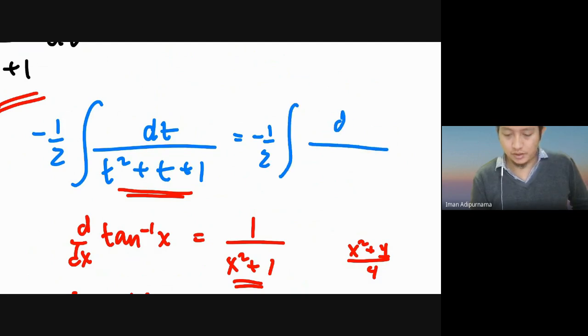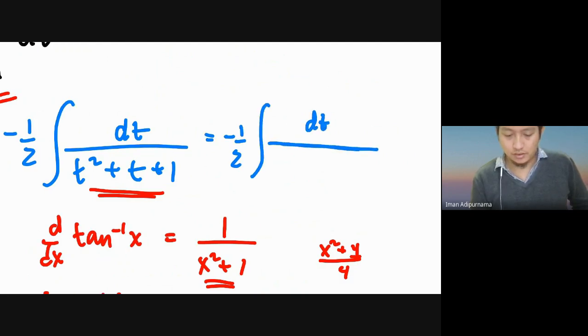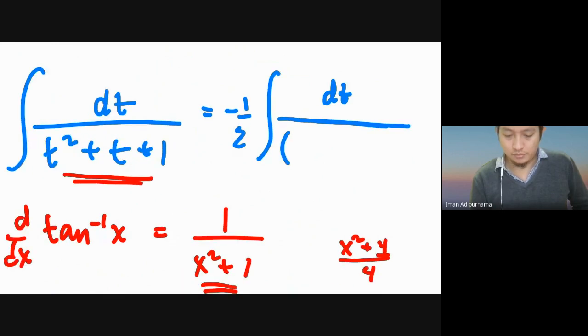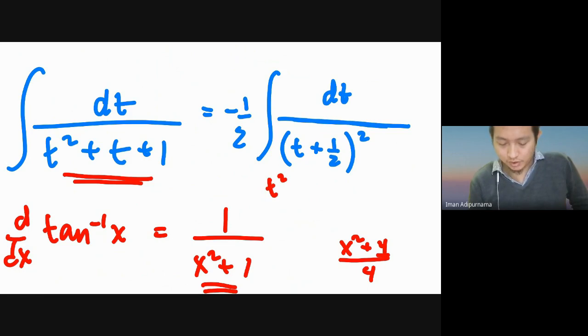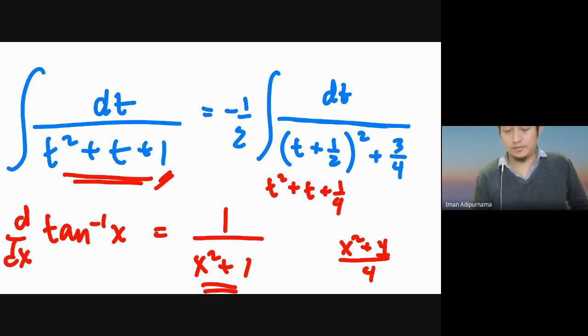If we take this into this form, let's say we have t plus half, in the square. This turns out to be t squared plus t, right, and plus 1 over 4, right? To become 1, we can add 3 over 4.